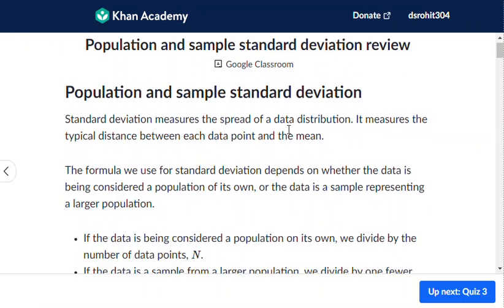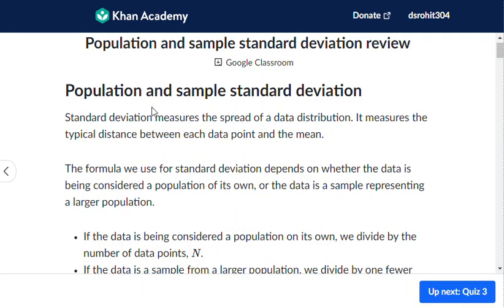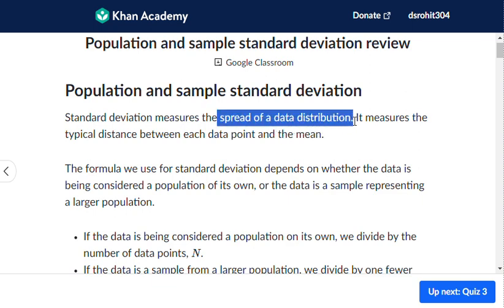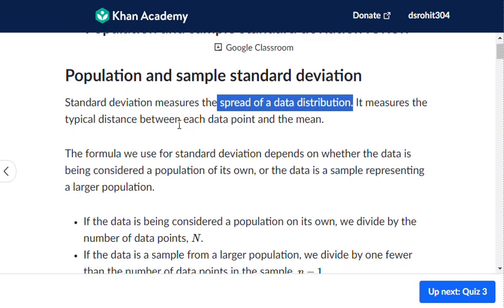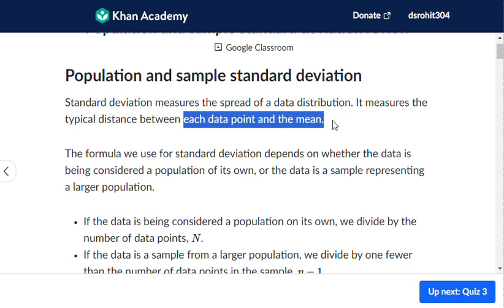Population and sample standard deviation review. Standard deviation measures the spread of the data distribution. It measures the typical distance between each data point and the mean.